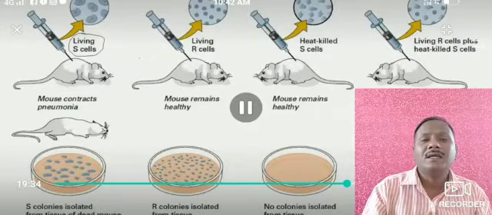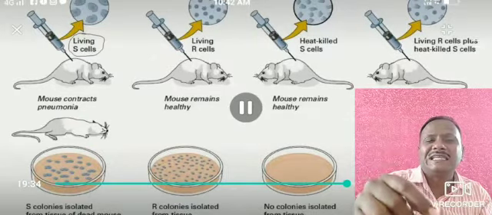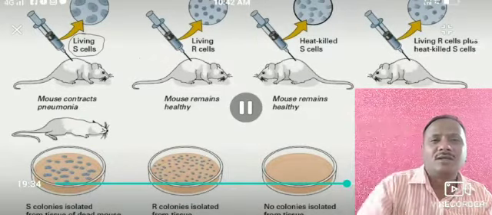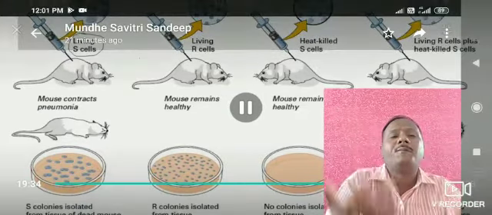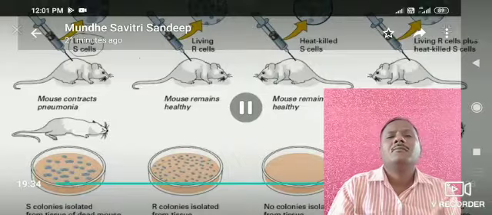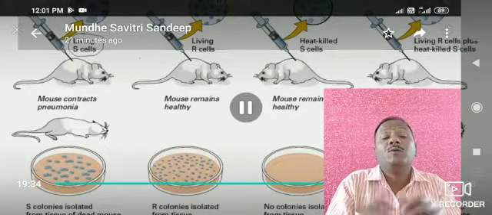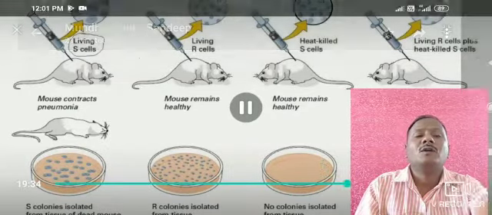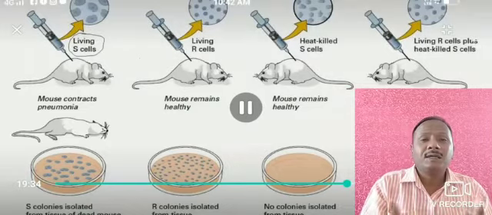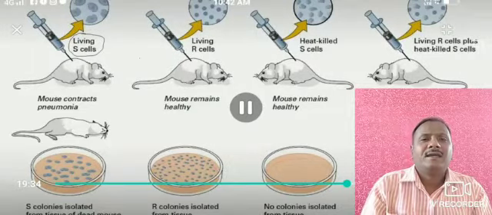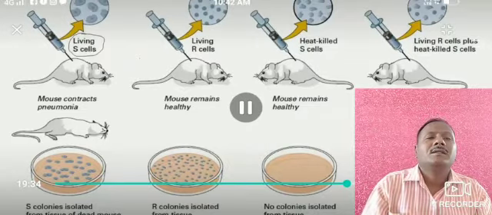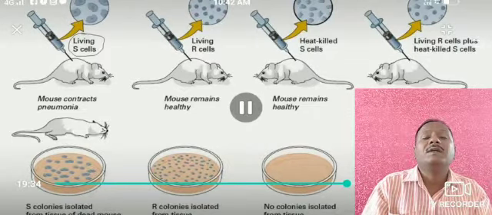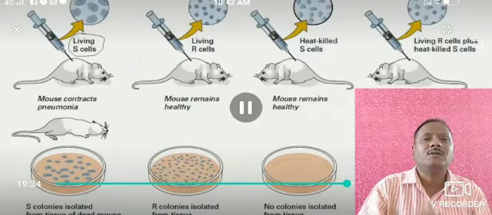What happens once the S strain is injected into the mice, after a period of time? The mouse contracts pneumonia, it becomes pneumonic, and after a period of time the healthy mouse becomes dead due to the S strain.